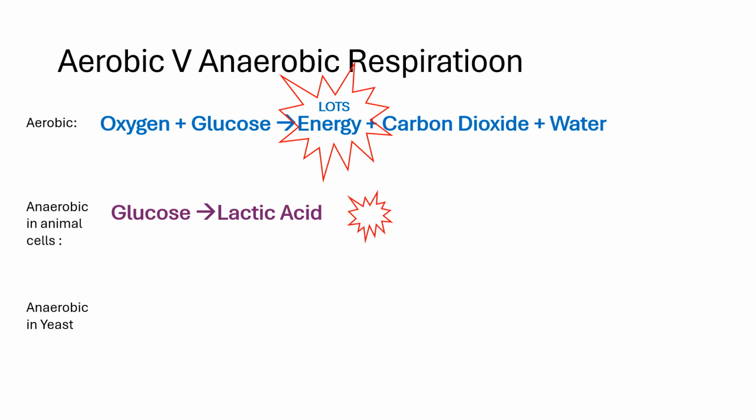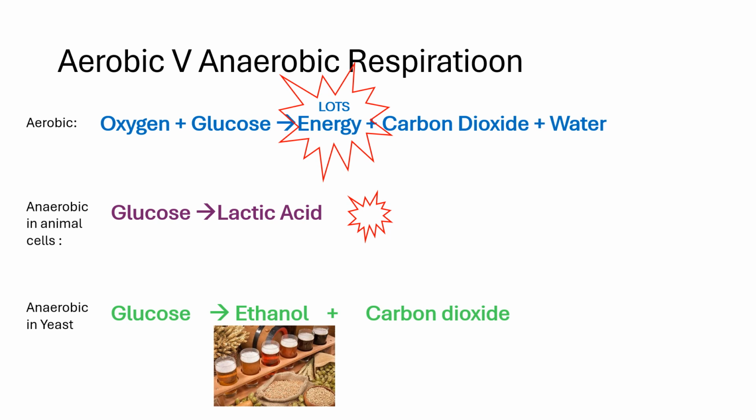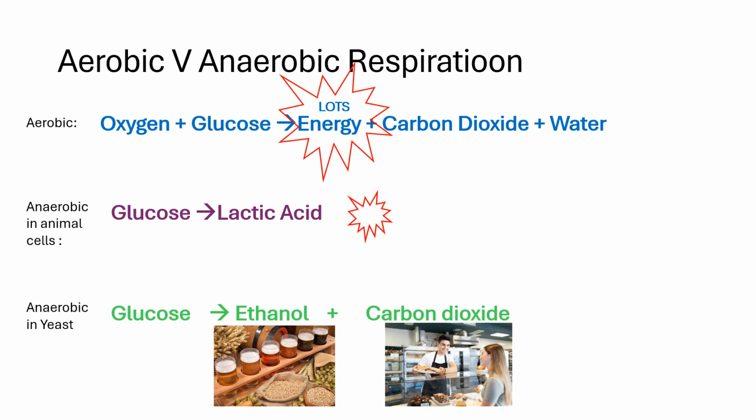This only produces a small amount of energy, and it's not obviously the preferred method of our cells. Anaerobic respiration in yeast is also known as fermentation, and again this lacks oxygen. It starts off with glucose, and when broken down it produces ethanol and carbon dioxide. Ethanol is used in the brewing industry to make alcohol, and the carbon dioxide that's produced is used to make bread rise.